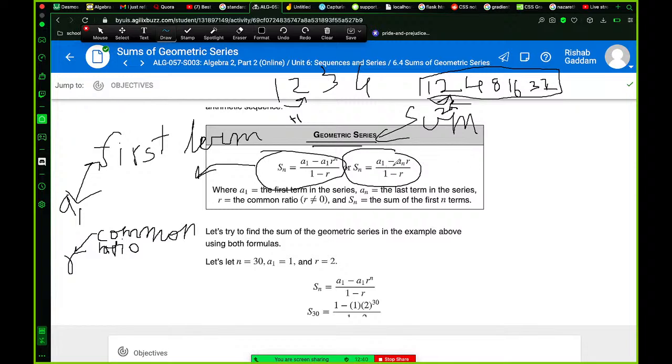The an again is the last term. And we know everything, so we can start now. And n is the number of the last term, not the value of the last term. You know how this is the first term, second term, third term, fourth term? n is the number of whichever term the last one is. And this is actually the last term value.